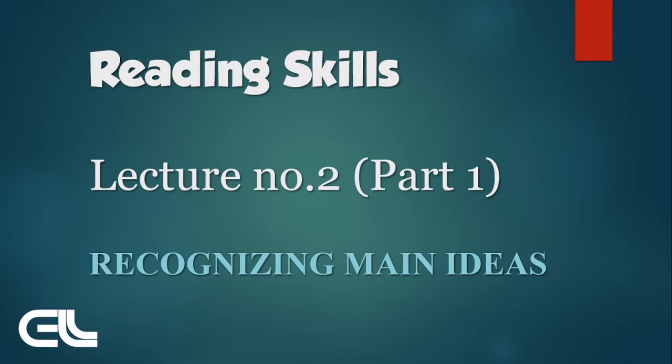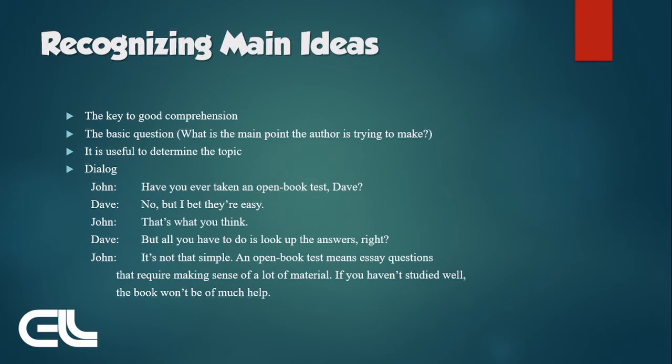Understanding the main ideas will also help you to get the message from the text. You can call it the backbone of reading skills. For the sake of comprehension, it is very important to recognize the main ideas. Therefore, it is said that recognizing main ideas is the key to good comprehension. The basic question you must ask about any piece of writing is, what is the main point the author is trying to make? To answer such a question, it is useful to first point out what topic is being discussed.